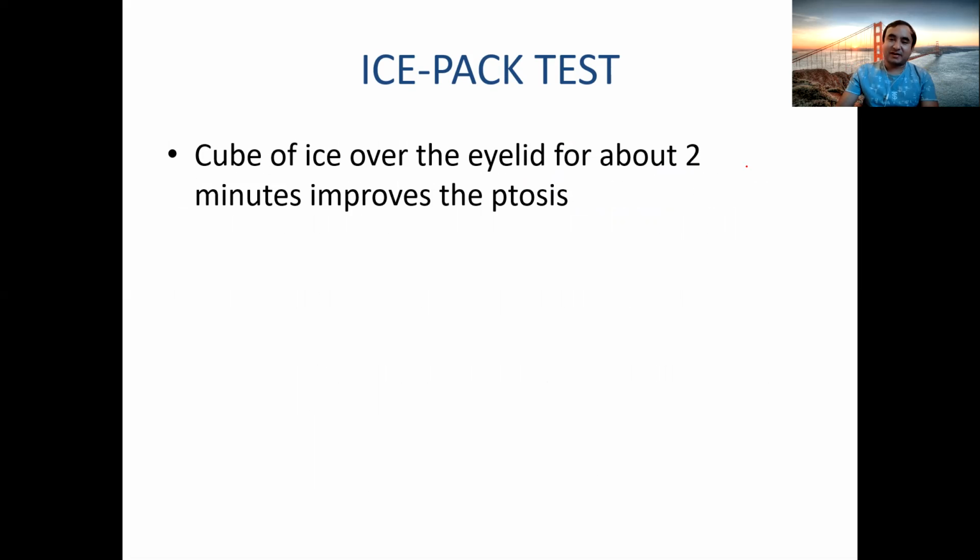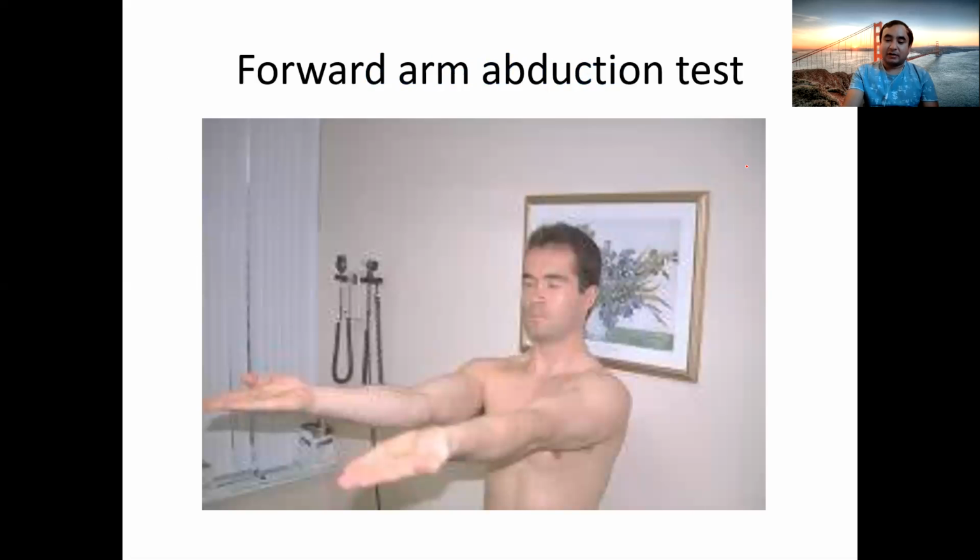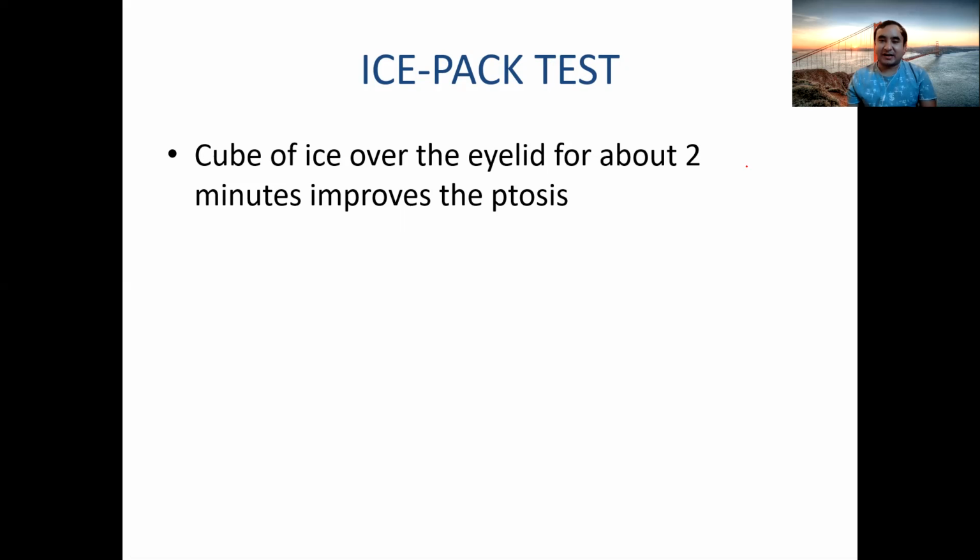In the ice pack test, you take a cube of ice wrapped in a gauze piece and put it over the eye with the ptosis. There is an improvement in the ptosis after you keep the cube of ice over that eyelid, because when there is a reduction in temperature at the neuromuscular junction, there is better transmission of acetylcholine. So the acetylcholine can act properly if the temperature is reduced. That is why you can do the ice pack test even at the bedside. This is a very simple test.